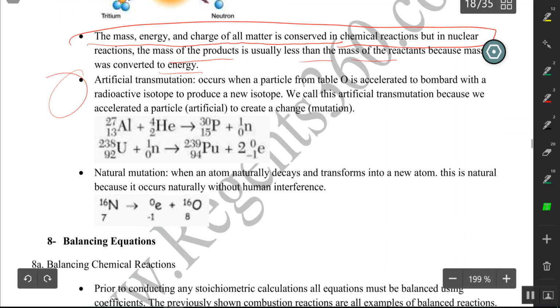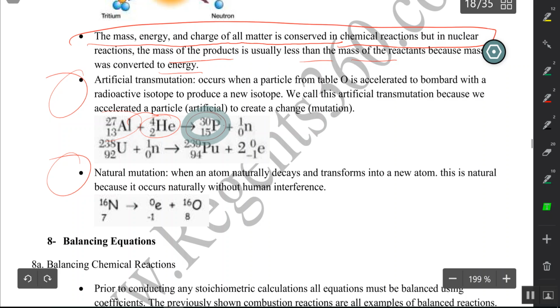Here are some examples of artificial and natural transmutations. So here we have aluminum bombarded with helium. And we're changing the, so this is artificial already as it is. And we're changing the aluminum to phosphorus. So this clearly is transmutation. So this is artificial transmutation.